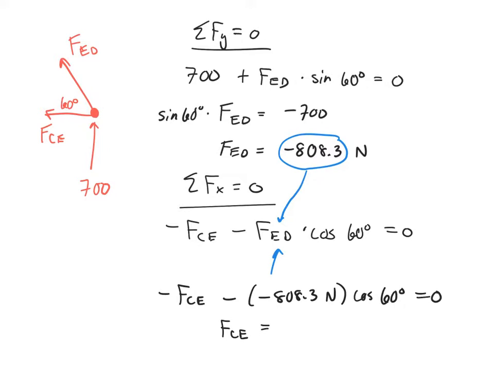Going to be less than 808.3. We know that. Is cos 4.5? Yeah. Cosine 60 is 1/2, so it should have been half of that value. Very good. 404.15. And that's going to be a positive answer for that value.